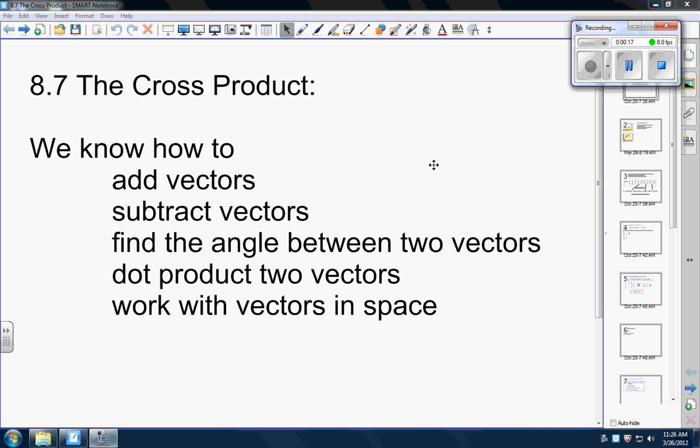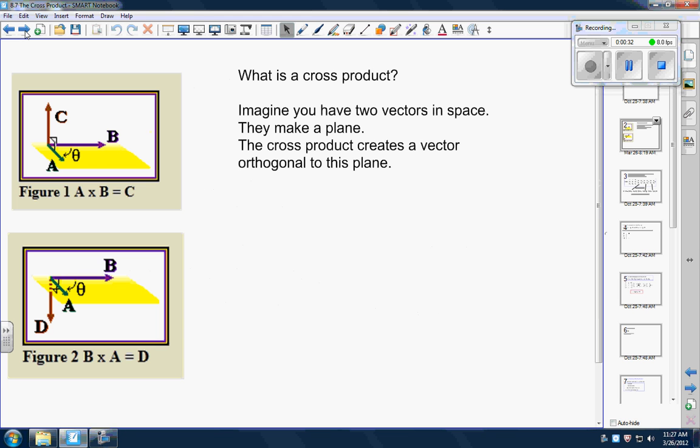So we already know how to add vectors, subtract vectors, find the angle in between vectors, whether they're in 2 dimensions, whether they're in 3 dimensions, do the dot product, and do vectors in space. Okay? Cross product's going to be the last operation we're going to do with vectors.